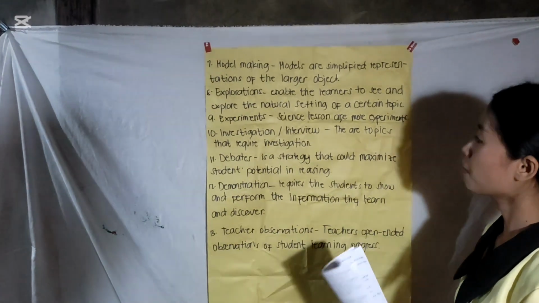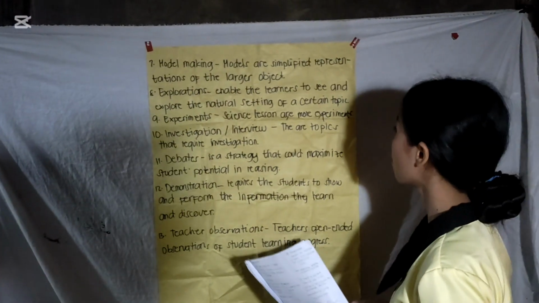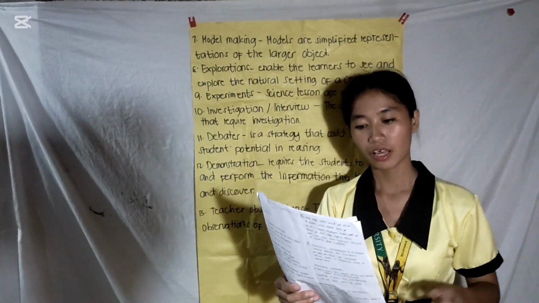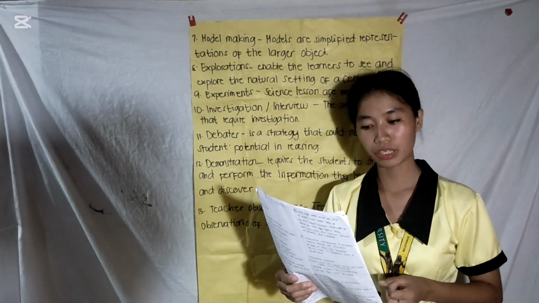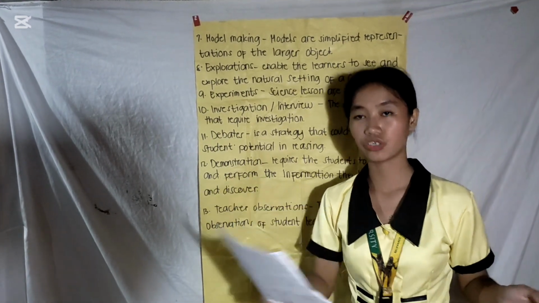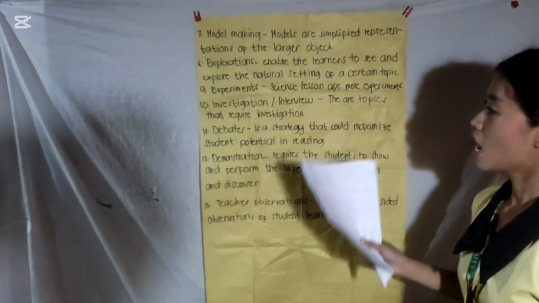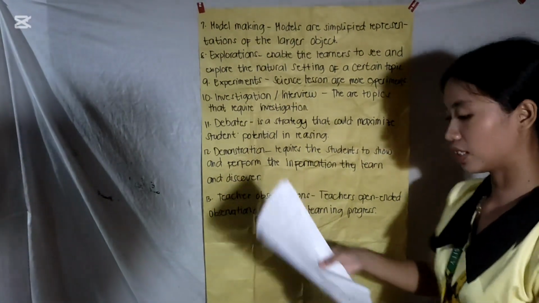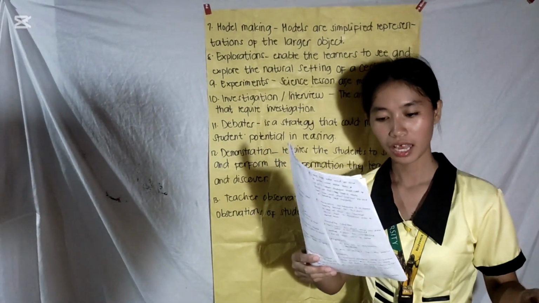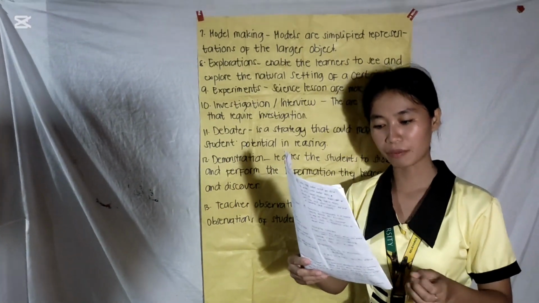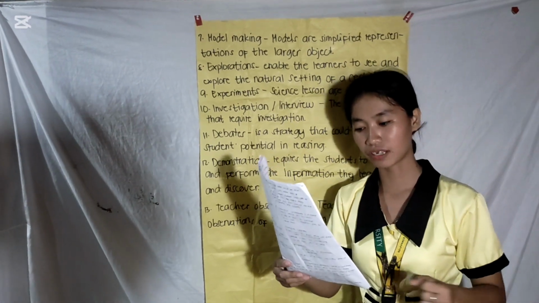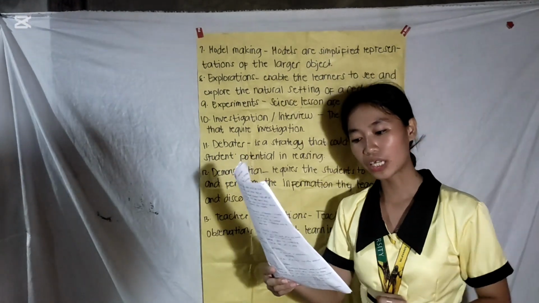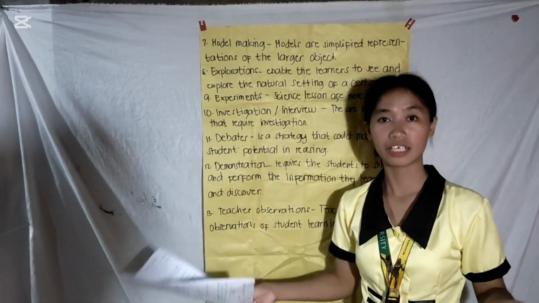Number 9, experiments. Science lessons are more experiments. Give the students the opportunities to develop their knowledge and manipulation, the science method in general. Number 10, investigation and interview. There are topics that require investigation. Strategies the students will be able to understand others' perspective, gain more information, and improve their judging para masabtan og ayo og need jud ang investigation and information.